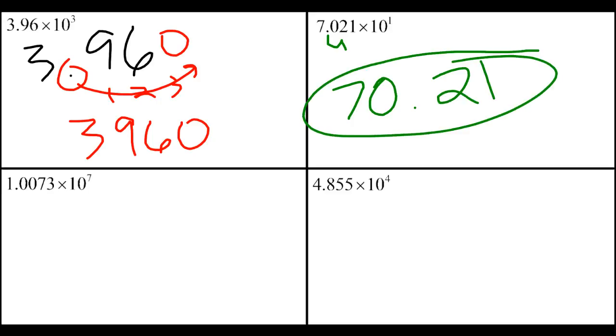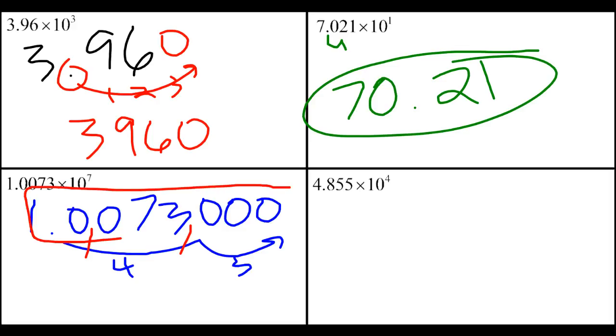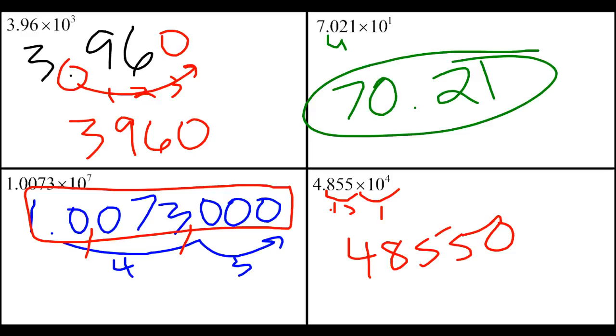For the third one down on the bottom, I'm going to write this one out because we have a lot of decimal places to move, 1, 2, 3, 4, and then 3 more, because we need a total of 7, so we have to add 3 zeros, and we end up with 100,730,000. And then finally, 4.855 times 10 to the fourth. We have 3 places to move it. We need 1 more, so 48,550. So scientific notation has those 2 parts.